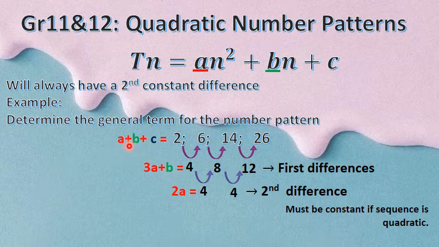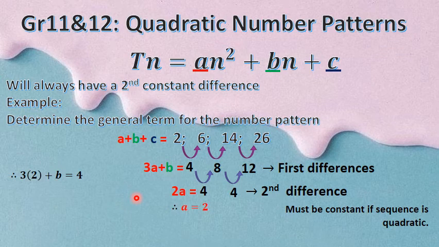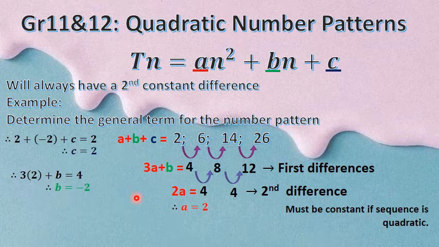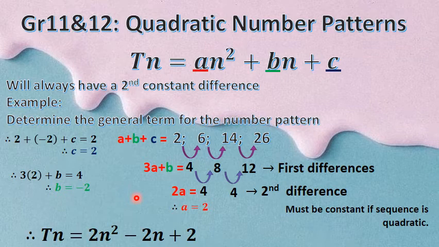Although very similar. Right, so here we can finally substitute in values for a and b, and ta-da, we will get c. So I'm not going to waste any time. I'm going to actually find the specific values. Once you have all three, you can substitute it into the formula, and voila, look at all those lovely 2's. This is Tn equals 2n squared minus 2n plus 2.